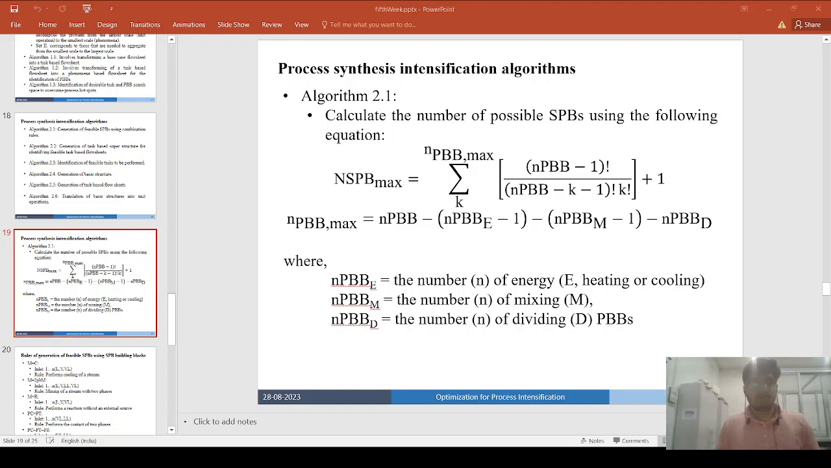To calculate the number of possible simultaneous phenomena based blocks, it can be done using the following equation, where the maximum number of simultaneous phenomena based blocks is the summation of (NPB,E minus 1) factorial divided by ((NPB,E minus k minus 1) factorial times k factorial), plus 1, summing up all of these. The NPB,max comes from NPB, the number of phenomena based blocks, minus NPBE, the number of energy phenomena based blocks, minus 1, minus NPBM, which represents the number of mixing phenomena based blocks, minus 1, minus NPBD, which represents the number of dividing phenomena based blocks.